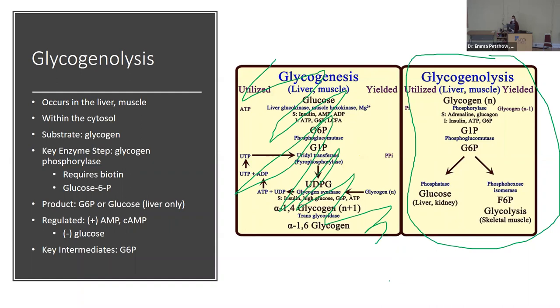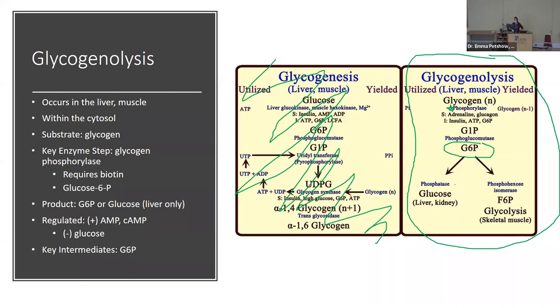Our key enzyme step here is going to be glycogen phosphorylase. And you can see that here. Where's my pointer? Right here. It's going to require biotin as its cofactor. So that's a new one. So biotin is a cofactor. And then also glucose-6-phosphatase is going to be our other important enzyme.